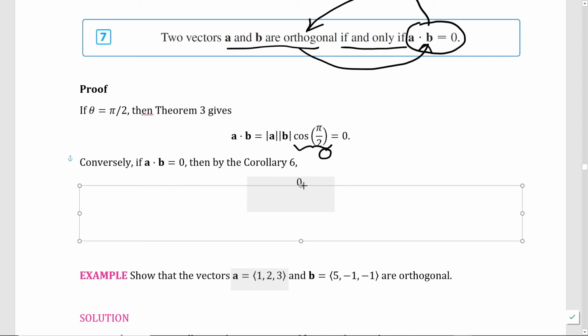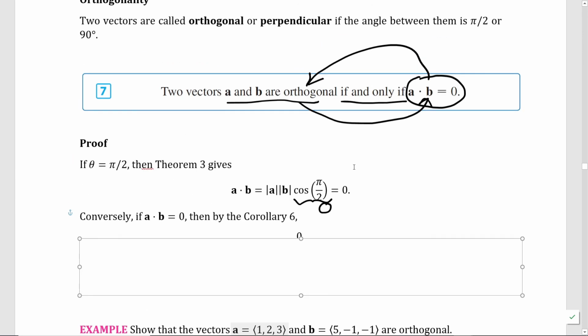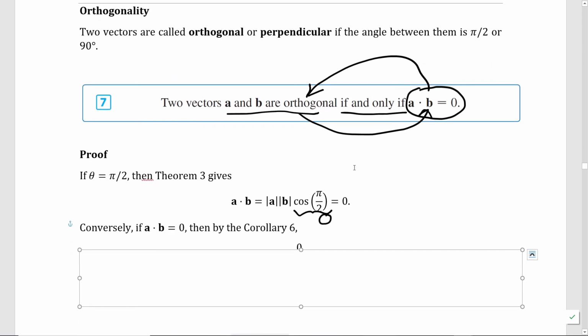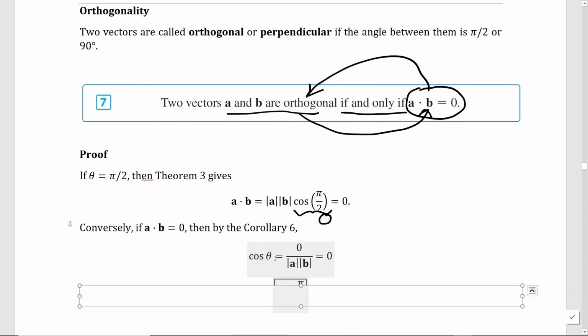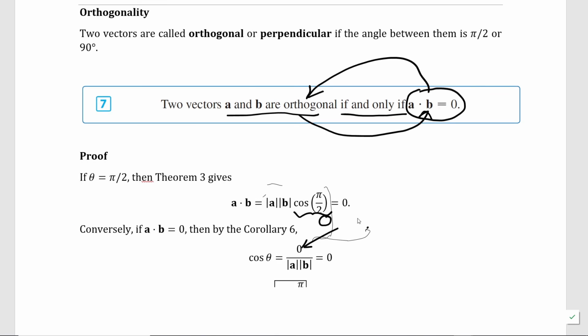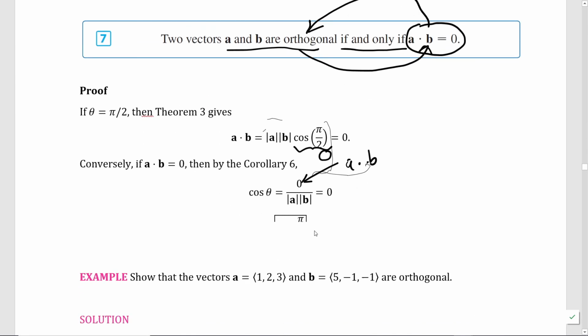Conversely, if we assume that the dot product of these two vectors is 0, then by applying the corollary of the previous section, we simply get this equation. The cosine theta equals the dot product of the vectors, and we have the magnitudes in the denominator. But in the end, we get 0. The cosine theta becomes 0 if theta is pi over 2.